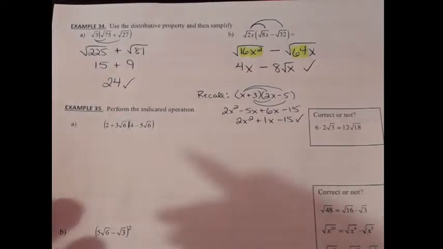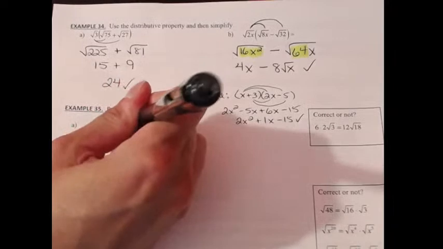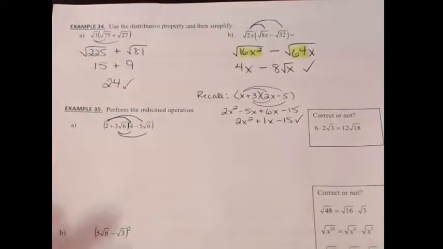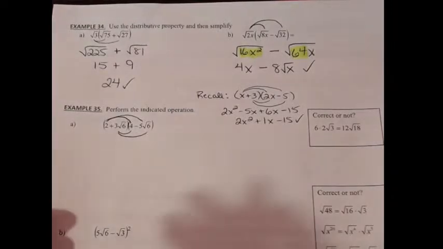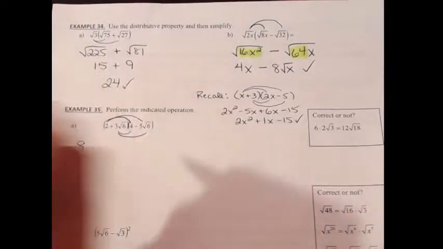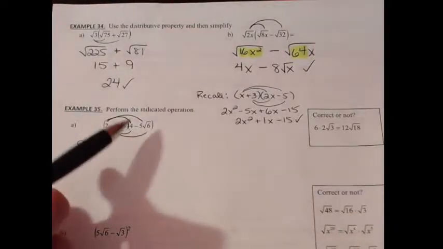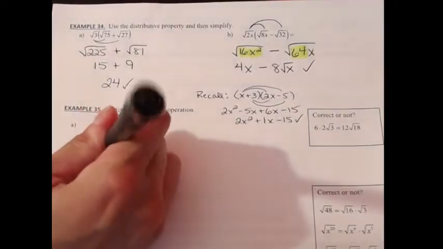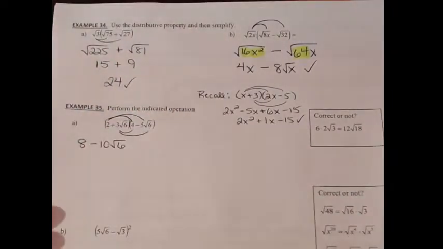So, having said that, let's distribute. So I like to draw my lines of distribution. I feel that that's helpful. So we'll start with our 2. 2 times 4 gives us 8. 2 times negative 5 square roots of 6 becomes negative 10 square roots of 6. Remember, you are not multiplying a coefficient by a radicand. It doesn't work that way. You can only multiply radicand by radicand if they're both under the same root.